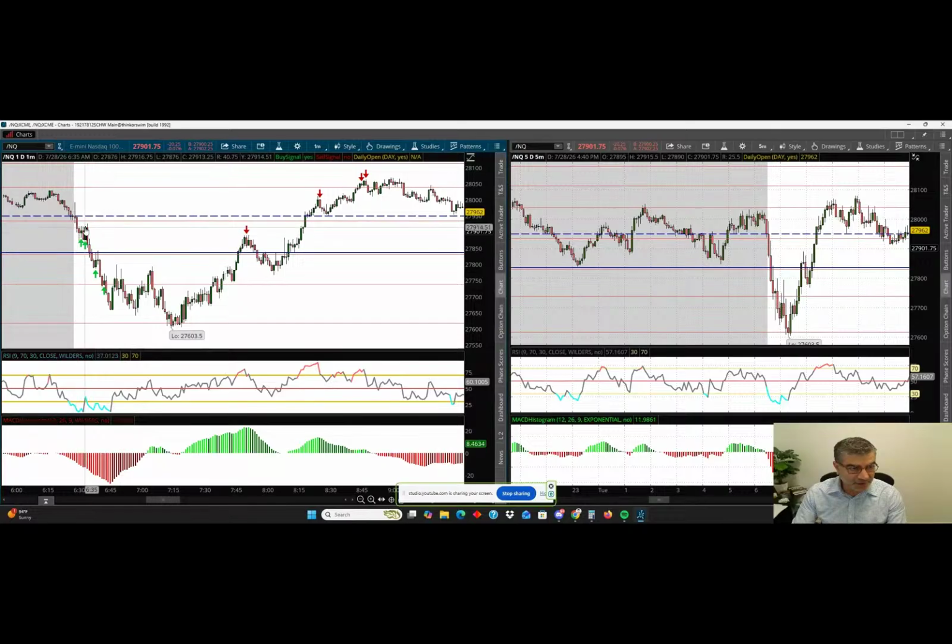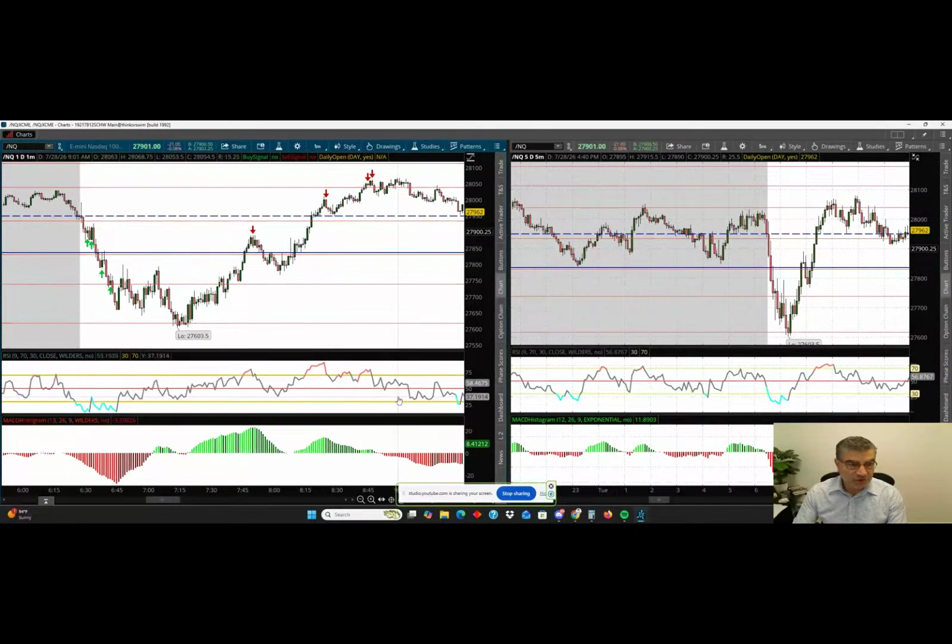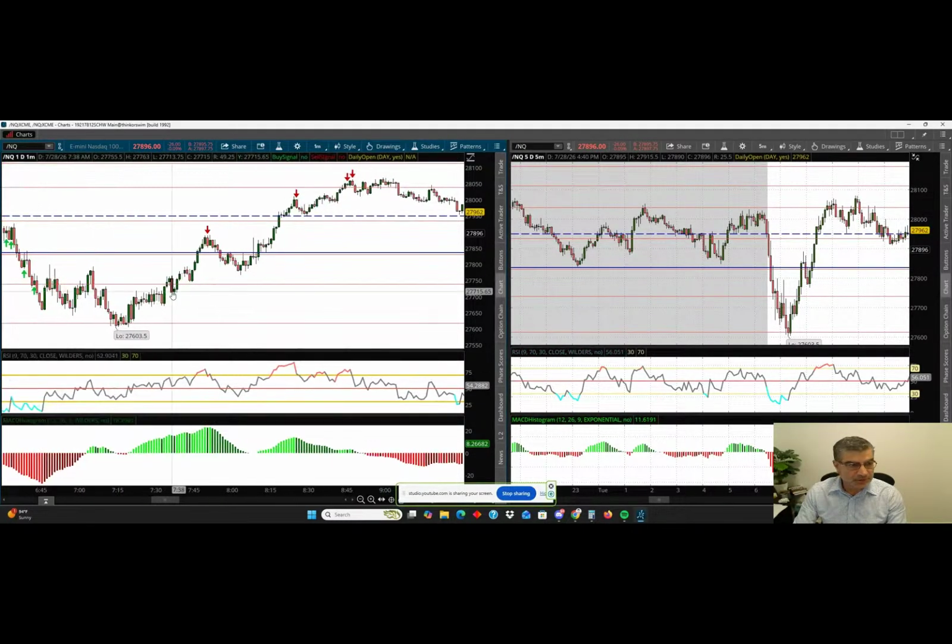Right here, it was a choppy area. If you didn't want to trade, if you wanted to be conservative, you could have waited for the market to go below this bar to go short, or ideally your short would have been right here on the 1 minute.